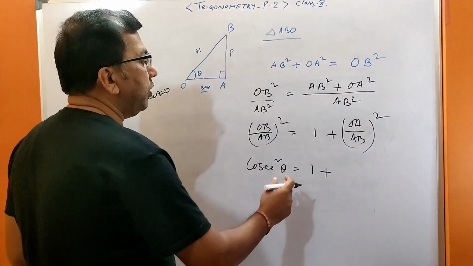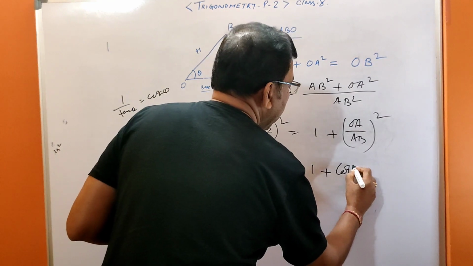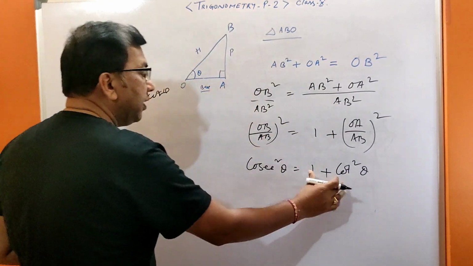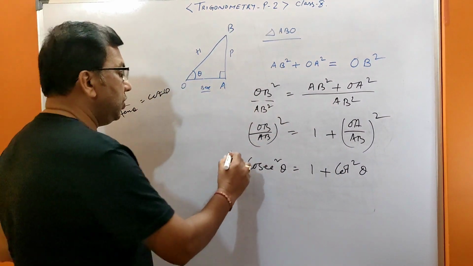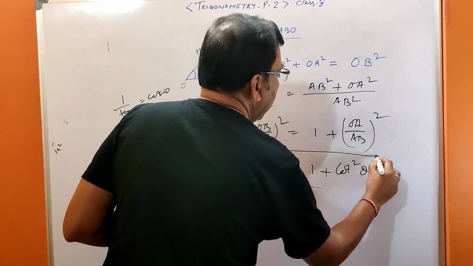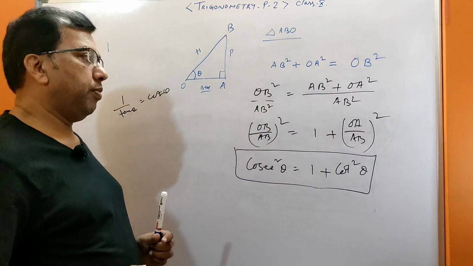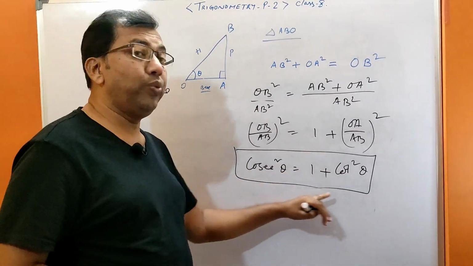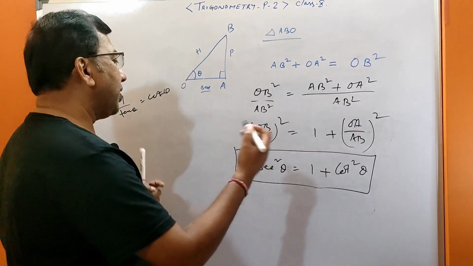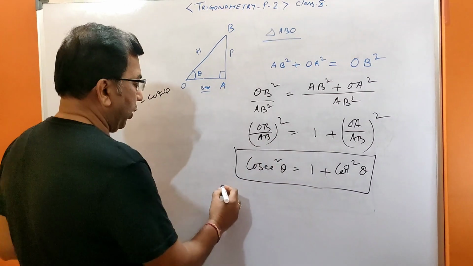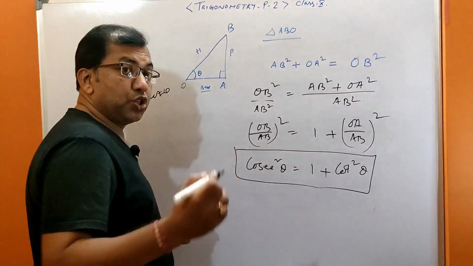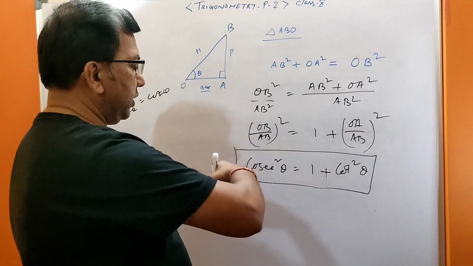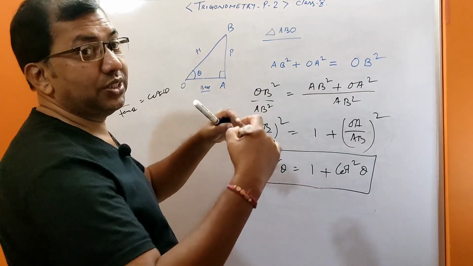So cosec square theta equals 1 plus cot square theta. This is the relation, another property of T ratio. And from it, cosec square minus cot square equals 1. Sometimes some problems may come: cosec square minus cot square, a square minus b square, is a plus b into a minus b, so cosec theta plus cot theta into cosec theta minus cot theta equals 1.